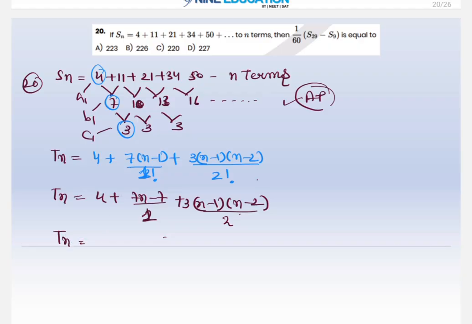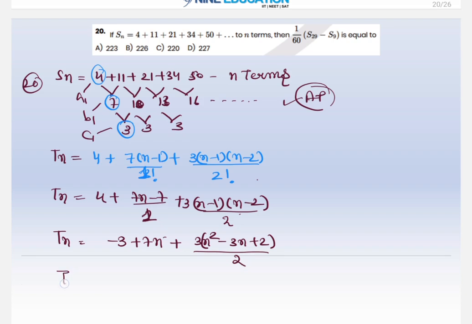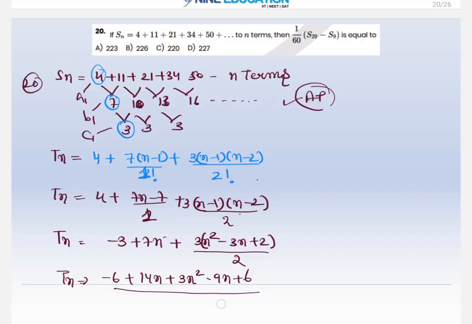Then Tn should be 4 minus 7, that is minus 3, plus 7n plus 3n square minus 3n plus 2 divided by 2. Taking LCM, we'll get minus 6 plus 14n plus 3n square minus 9n plus 6 divided by 2. Hence Tn is equal to 3n square plus 5n divided by 2. So this is your general term for this particular expression. So we got the general term.